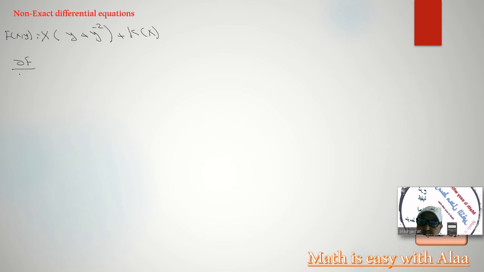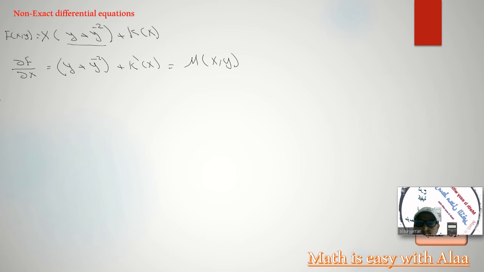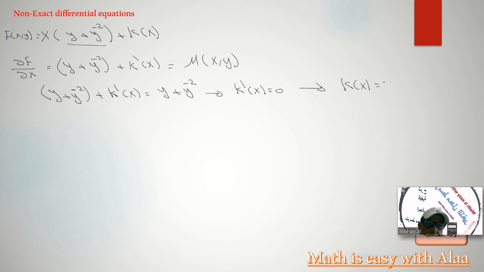Now, partial f with respect to x equals, this is constant, so it will be y plus y to the power negative 2 times the derivative of x, which is 1, plus the derivative of k, it will be k prime of x. And this one equals M(x,y), which is, now we will return back here. Where is it? Y to the power negative 2 plus y. This is M(x,y). So y plus y to the power negative 2 plus k prime x equals y plus y to the power negative 2, which means that k prime x equals 0. So if we integrate both sides, k(x) equals a constant.